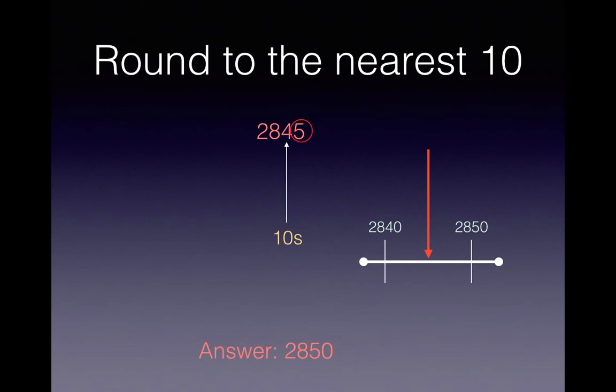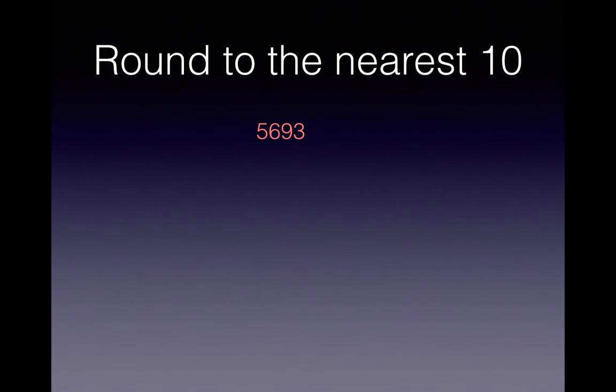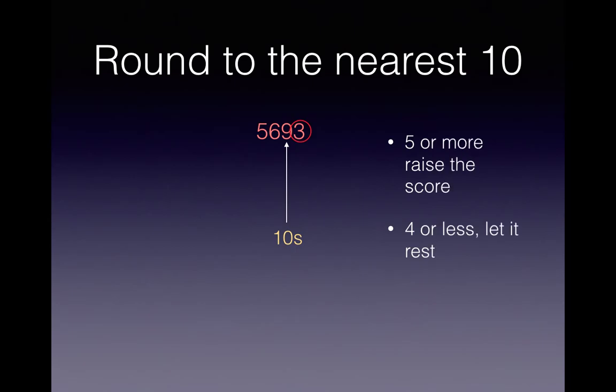Let's go again. Second example. So we want to round this to the nearest 10. Your first step, identify where the 10 is. Look to the right of it, circle that value. And remember the rule. If that circled value is 5 or more, you raise the score. If that circled value is 4 or less, you leave it to rest. And when we talk about raising the score or letting it rest, we're looking at the number that the arrow is pointed to. So in this case, we're looking at the 9. All right, look at the circle, and it's 4 or less, so that means the 9 is going to stay where it is, and we end up rounding down to 5960.